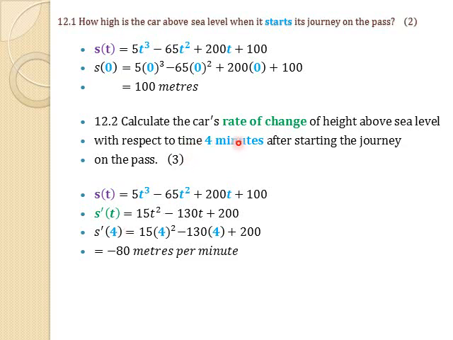They want to know 4 minutes after starting, so substitute 4. So 15 times 4 squared minus 130 times 4 plus 200. My final answer is negative 80 meters per minute. So that's the answer we get.